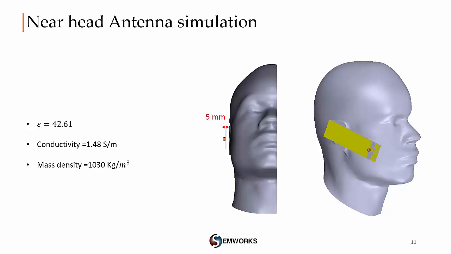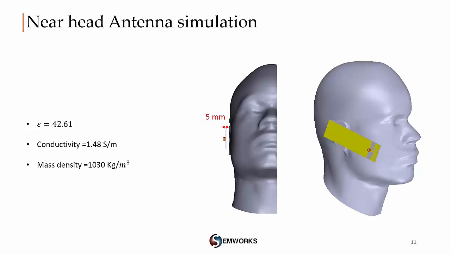Let's move now to the second part, which is studying the main purpose of this webinar, which is the effect of electromagnetic radiation of the antenna on a human head tissue. For this reason, a human head phantom is added and placed near the antenna with a distance of 5 mm.